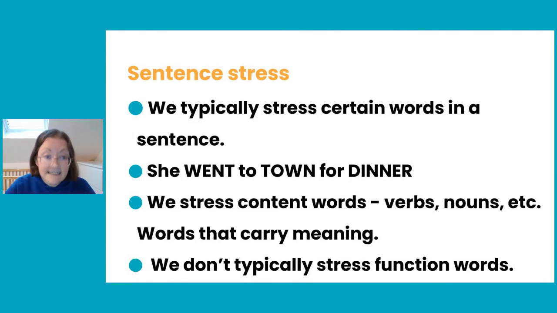up would be to sentence stress. This time we're looking at entire sentences, and we're figuring out what words in the sentence are said more strongly than others. Okay, what words are we emphasizing? So we typically stress certain words in a sentence. Okay, English is not a monotone language. Okay, there's lots of up and down, stressed, unstressed, etc.